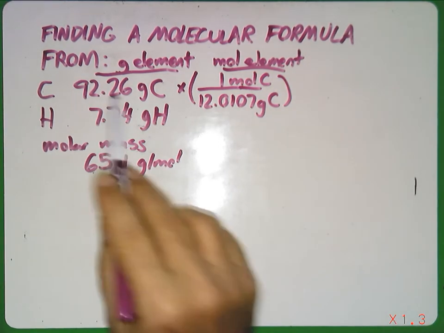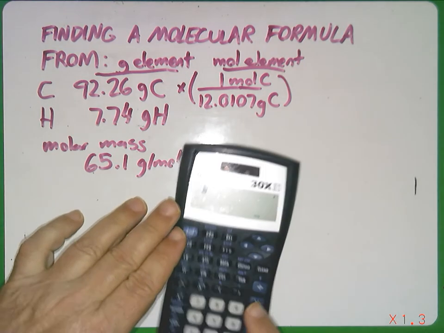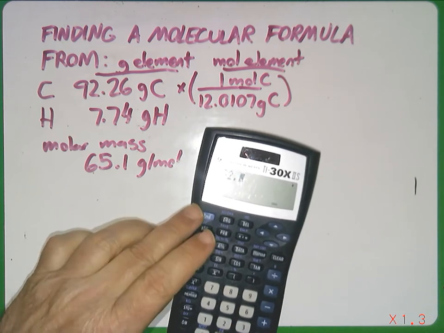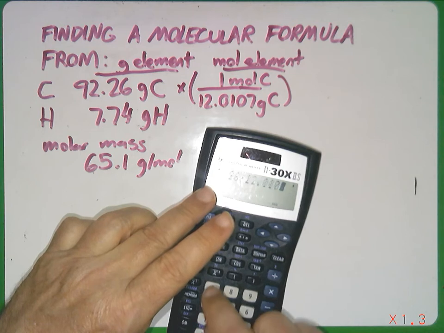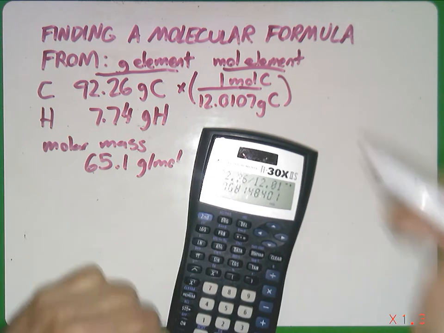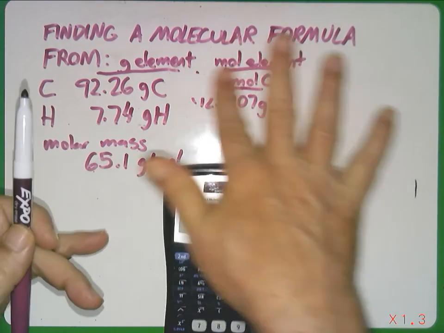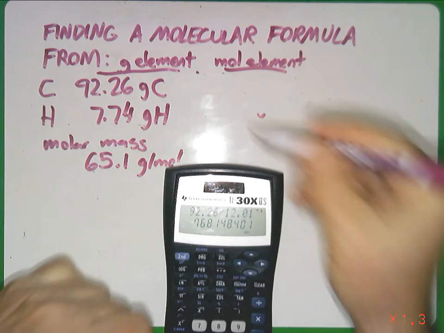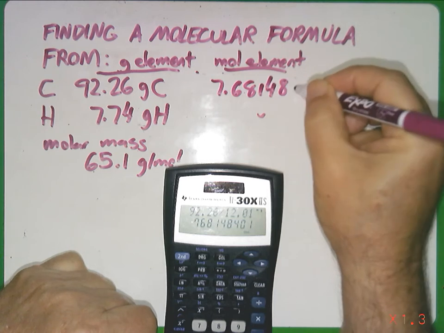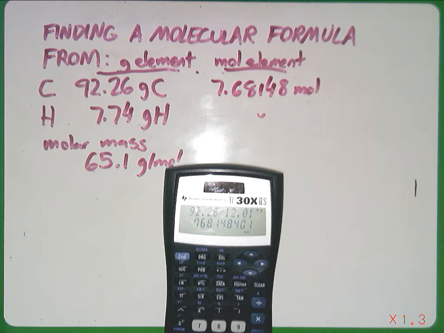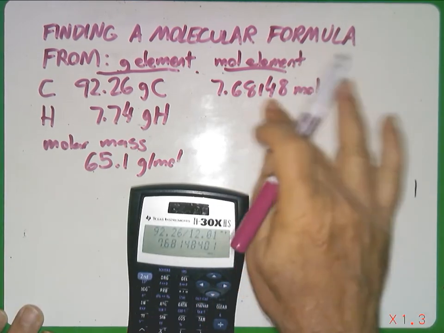So I'm going to take 92.26 divided by 12. Let's do it. And I get 7.68148. Let me just write that in. Now I'm going to keep a lot of digits in this because these are intermediate results, so don't round anything off or things get messed up in the end.